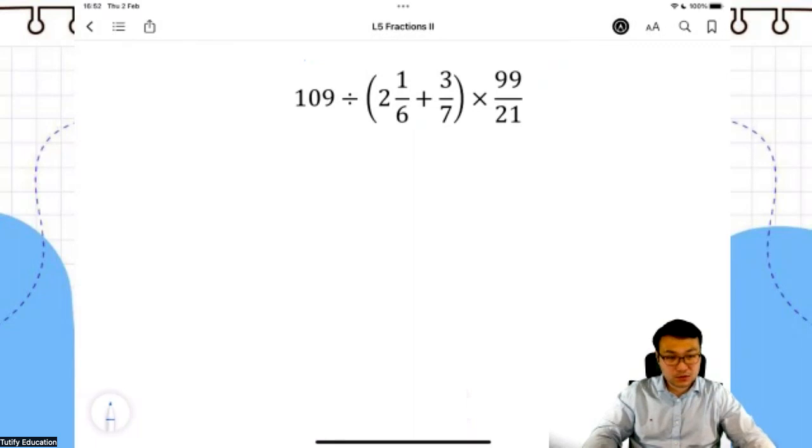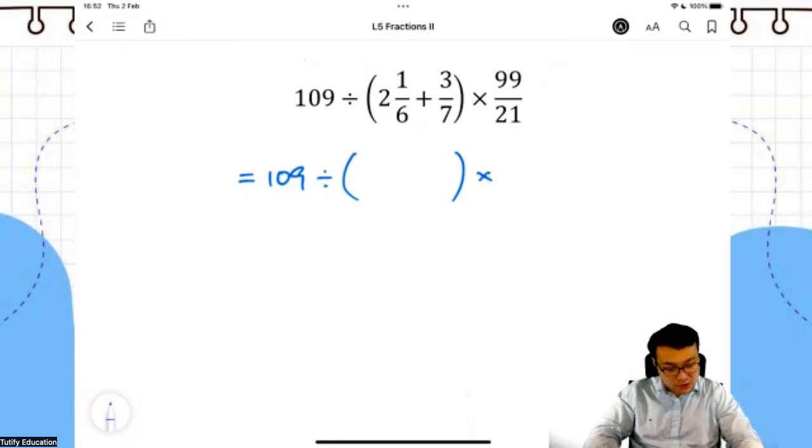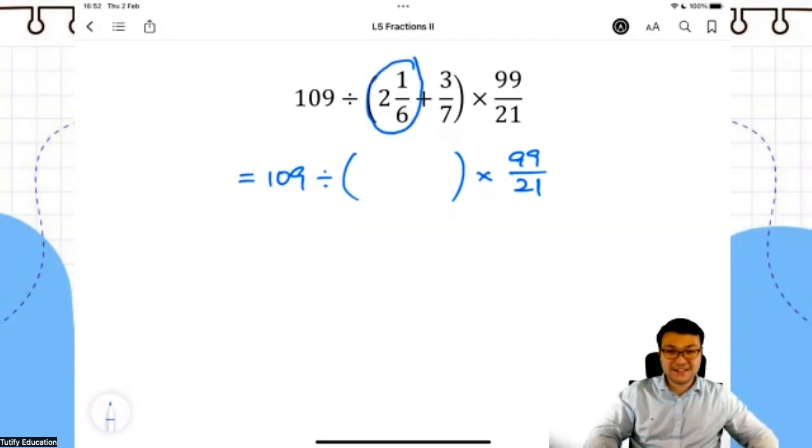Can I ask you to volunteer for this? Okay, help me out here. Let's take a look. 109 divided by... Now we have to solve the bracket first. So we are not going to touch the divide. We are also not going to touch the multiply. So what are you going to do to this? Change it into... an improper fraction. Good.